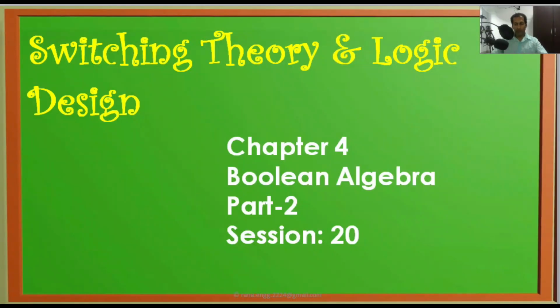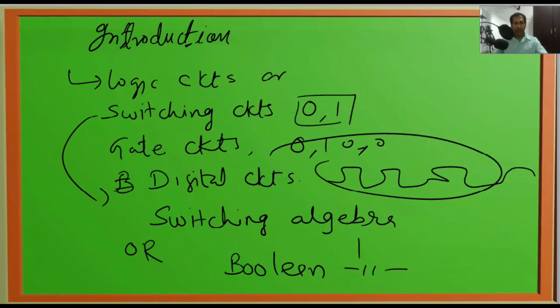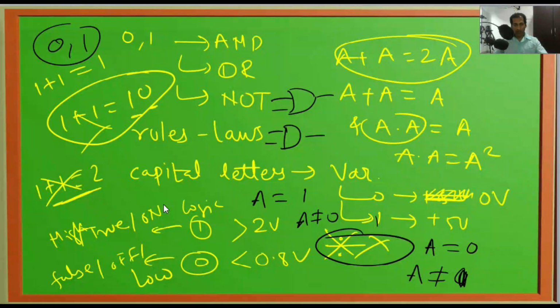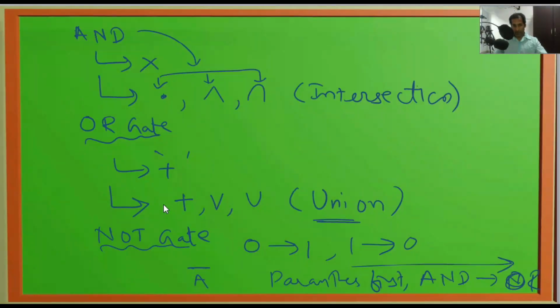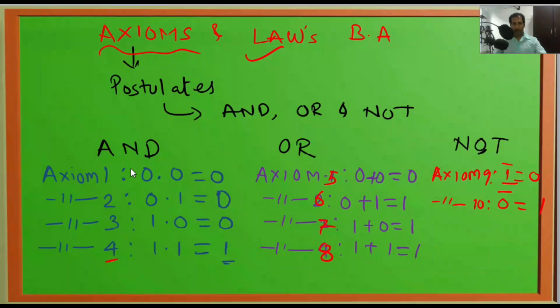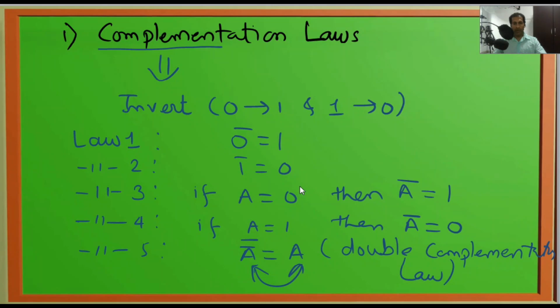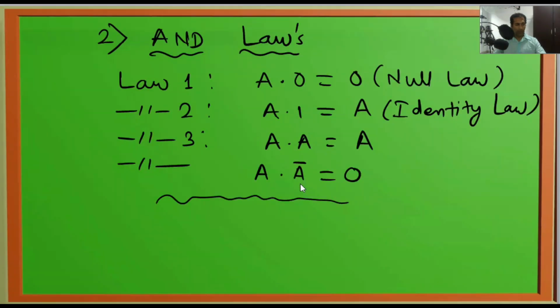In the previous session, we discussed the introduction, and we discussed that logic circuits are also called switching circuits, gate circuits, digital circuits. Then we saw the difference between switching algebra or Boolean algebra and normal algebra. We discussed the basic gates that are required. Then we discussed the axioms, that is postulates, for the three basic gates. Then we started the discussion of laws, in which we first saw the complementation laws related to the invert operation. Then we saw the AND laws, which are related to the AND gate.